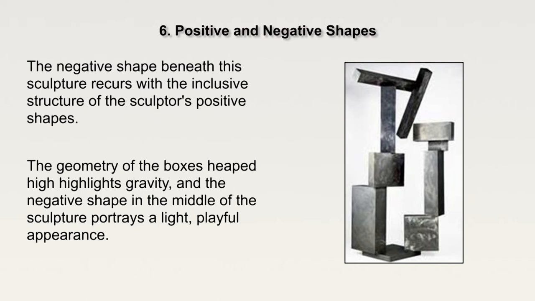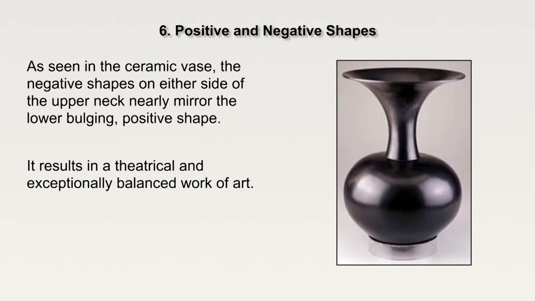The geometry of the boxes heaped high highlights gravity, and the negative shape in the middle of the sculpture portrays a light, playful appearance. As seen in the ceramic vase, the negative shapes on either side of the upper neck nearly mirror the lower bulging positive shape. It results in a theatrical and exceptionally balanced work of art.